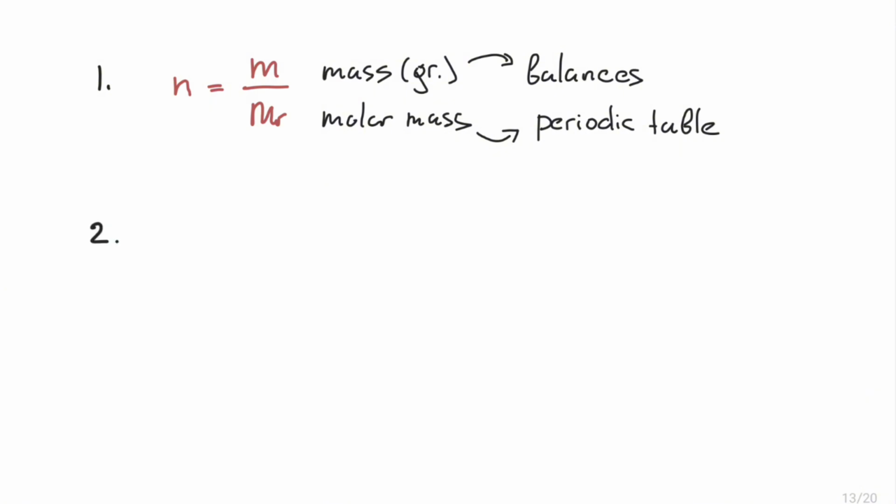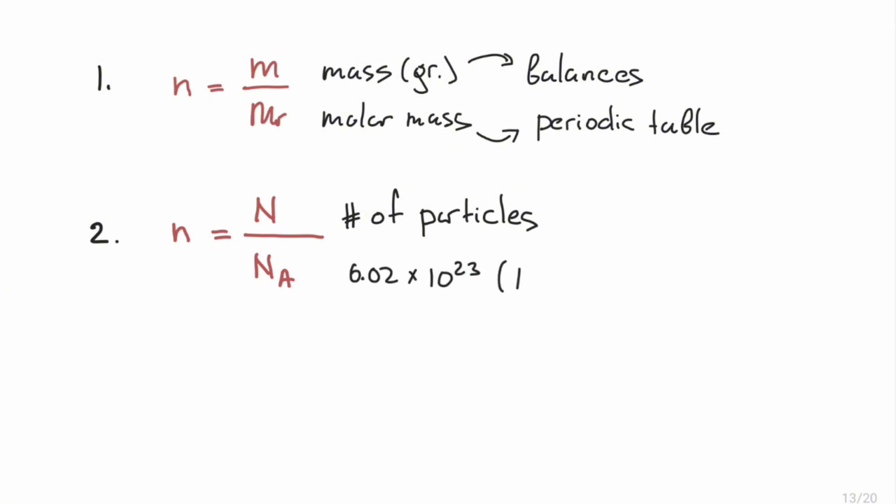The second formula is about the number of particles, so mole equals number of particles divided by Avogadro number. Here you need to accept that 1 mole equals 6.02 multiplied by 10 to the power 23 particles. And you will apply this only when you have particles in the form of ions, atoms, electrons, molecules, etc.